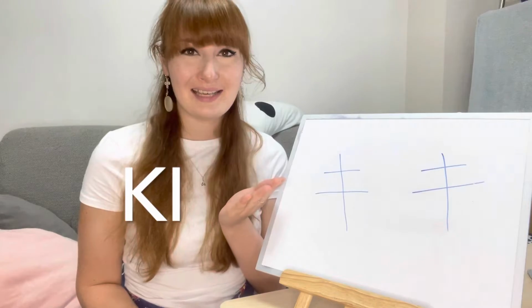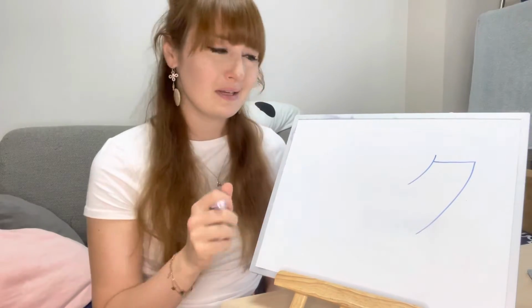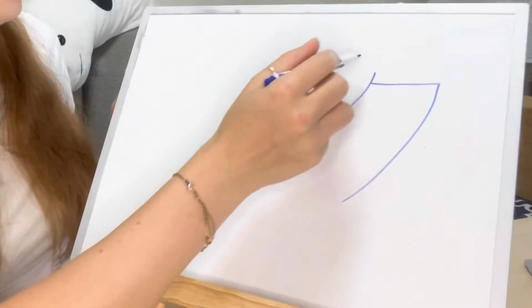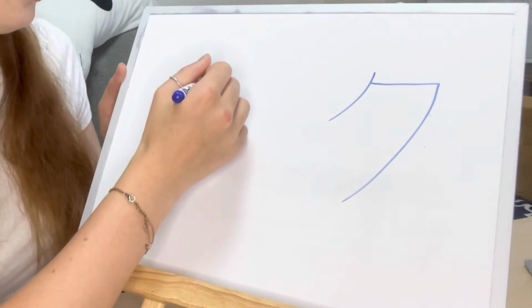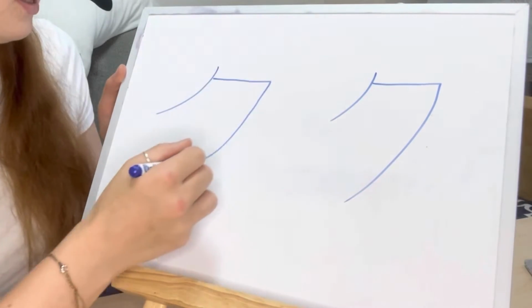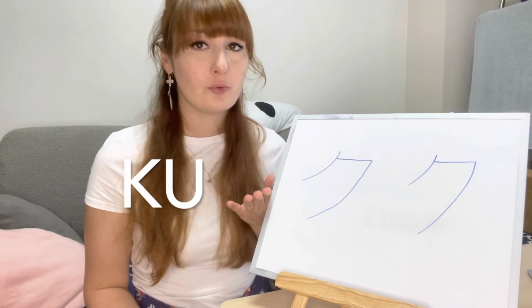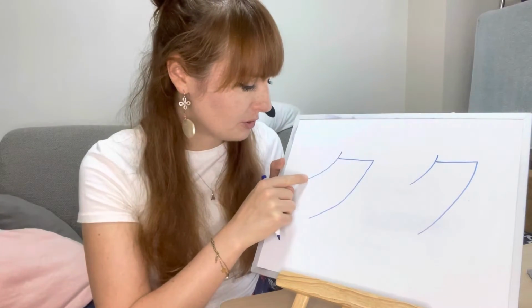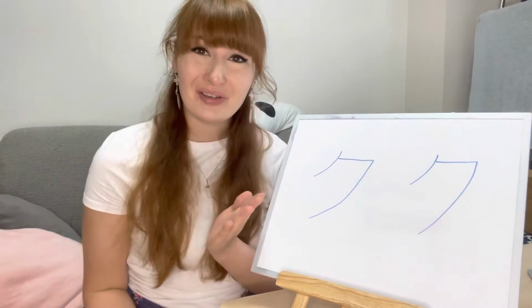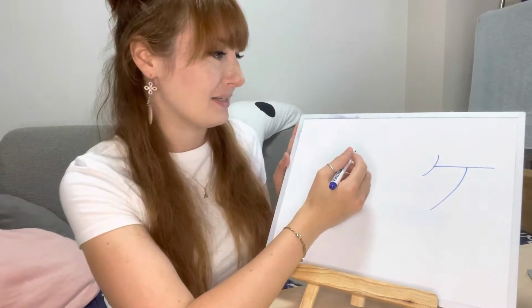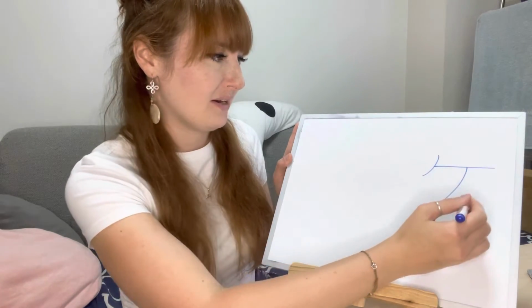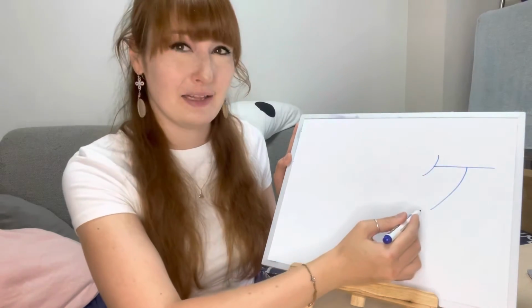Ki, ku. This is kind of like a scythe. So you start with this line here, sloping down to the left, then you go along the top and swerve underneath. Ku. Actually, this line should be a little bit shorter. Ku, ke. So this is very similar to ku, except that for ku, you come down here at the end, and for ke, it's like in the middle.